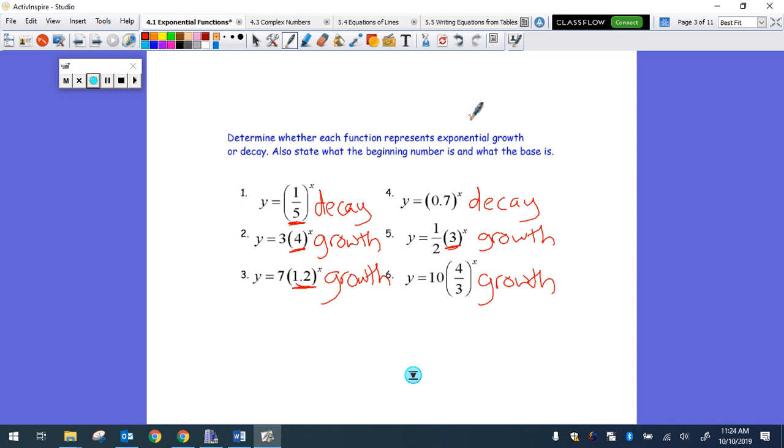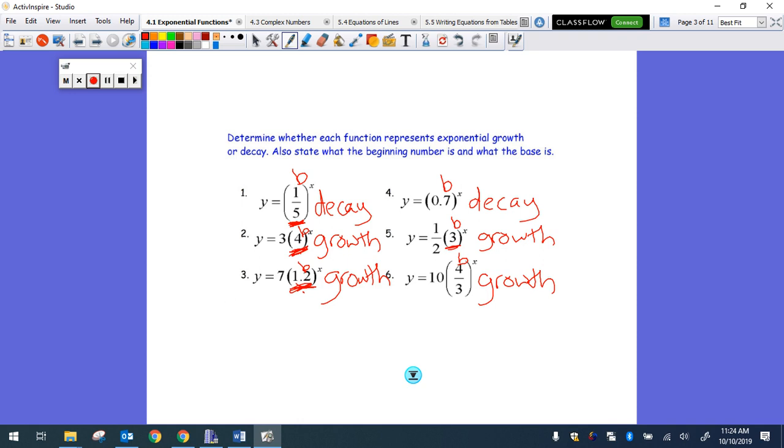It also says state what the beginning number is and what the base is. Base is the number in the parentheses. So like this base was 1/5, this base was 4, this base was 1.2. I'll put a B. This is your base, this is your base, this is your base. This base is 0.7, this base is 3, this base is 4/3.